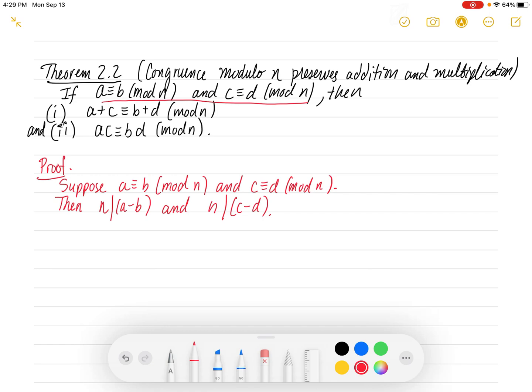Now let's unwind those definitions of divisibility. That means what? A minus B is n times something. Let's call it m1, and C minus D is n times something. Call it m2. These are for some integers, m1 and m2.